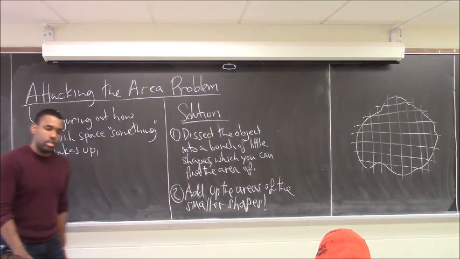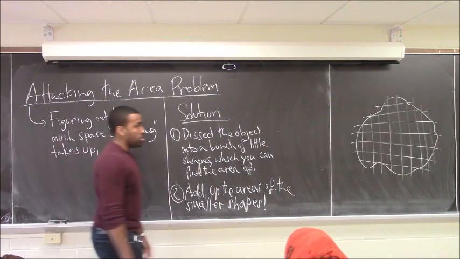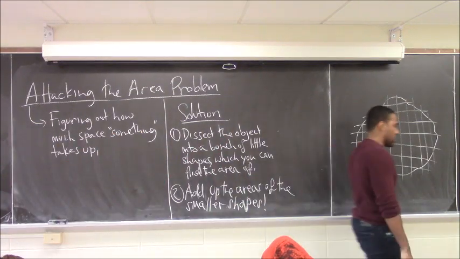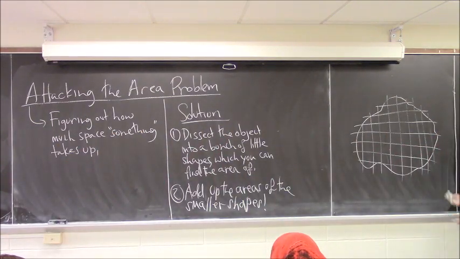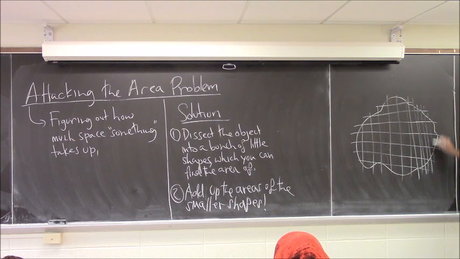And that's it. That's the solution to the area problem. So we have something that's very irregularly shaped. It's a very weird shape. We don't have a nice formula to find its area. So we dissect it into a bunch of stuff that we can find the area of, and then we're going to add up all these guys. And of course, the finer we dissect it, the better our approximation of its area is going to be.